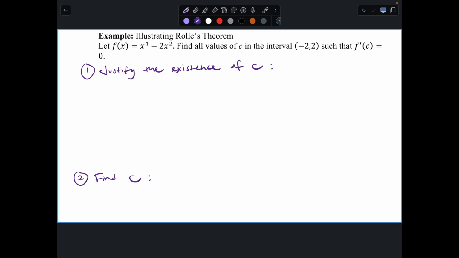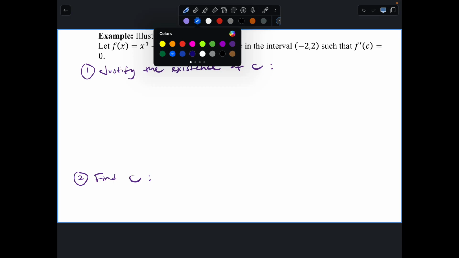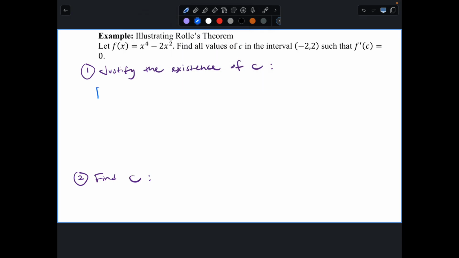Okay, so again, this is a polynomial function. F is a polynomial function, so we could say f is continuous on the closed interval from -2 to 2 and differentiable on the open interval from -2 to 2.